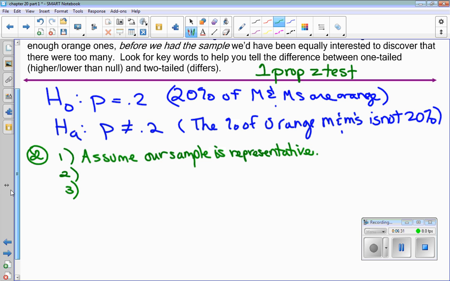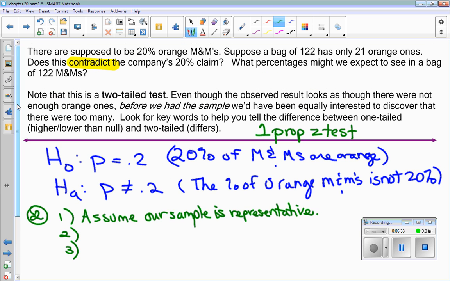You just took a quiz on this. What's the condition? What number is 10%? 21 or 122? 122, the sample size. Okay, so we're going to say that 122 is less than 10% of what? All M&Ms. Yeah.